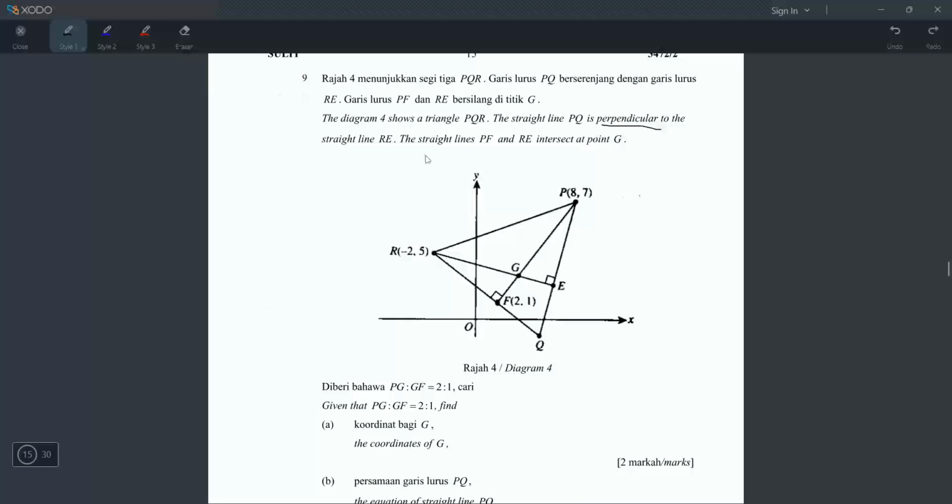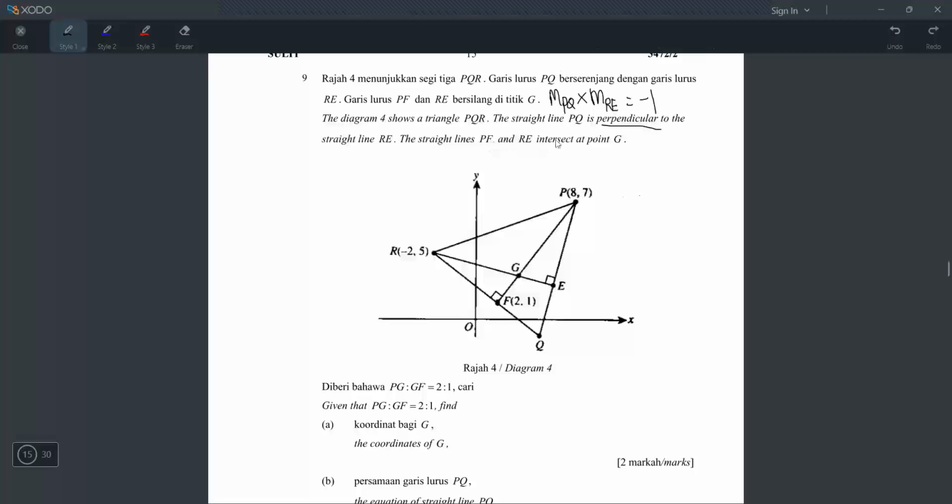Let's find it. Where is PQ? PQ is this, and then RE is this. And they say they are perpendicular, so 90 degree. So they already put for us the 90 degree. And please tell me, perpendicular means what? The gradient of these two lines, when you times, you will get -1, right? So this is not vector, sorry. This is coordinate geometry, okay? I looked wrongly already.